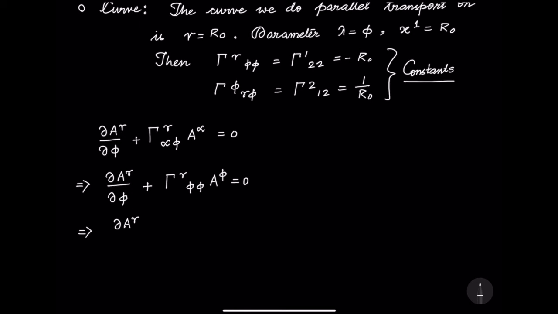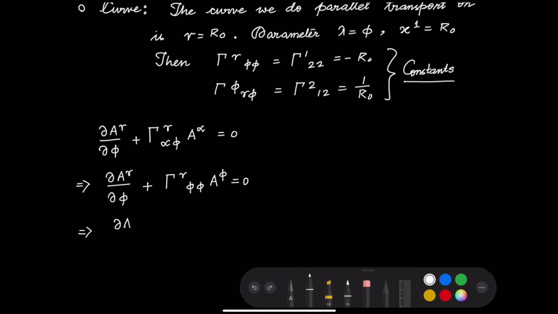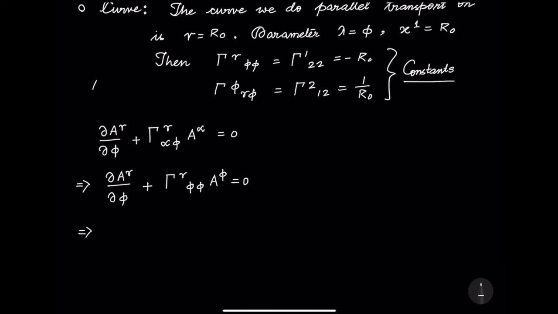And let me do one more trick here. You see that all along the curve, AR is only a function of phi. So let me write that here explicitly: AR along the curve is only a function of phi. So there is no point in writing this as a partial derivative. I can just write it as a total derivative along the curve. It is good enough for me if I write it this way. And then gamma R phi phi is minus R naught. So this is the first equation that I get. It's a coupled equation between AR and A phi.